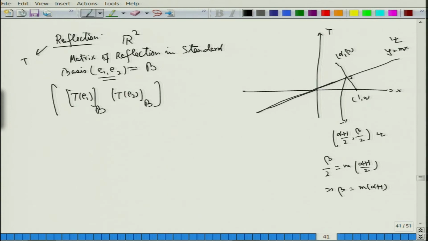Also, since this is a reflection, this line is perpendicular. The slope of this will be perpendicular to the slope of this, so their product will be minus 1. The slope of the new one is slope.